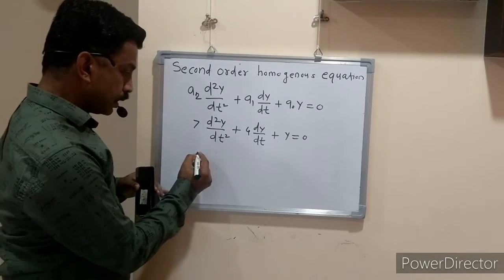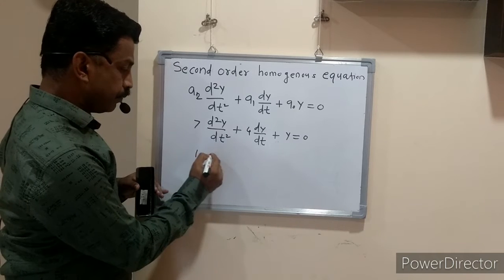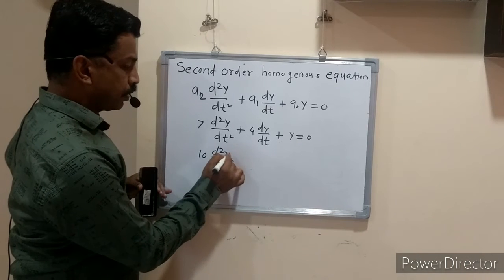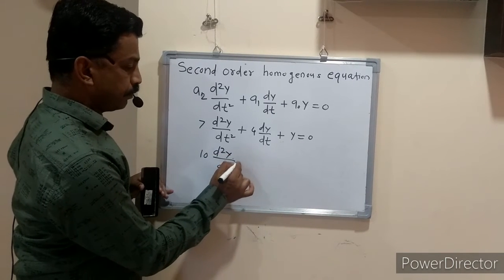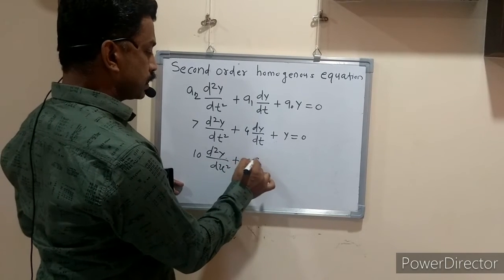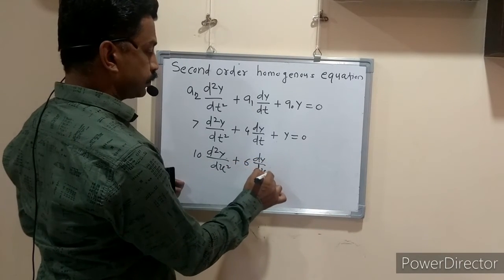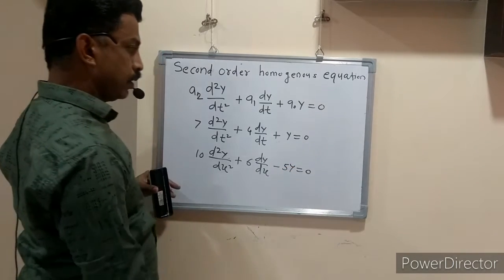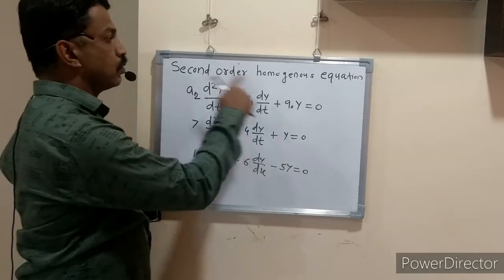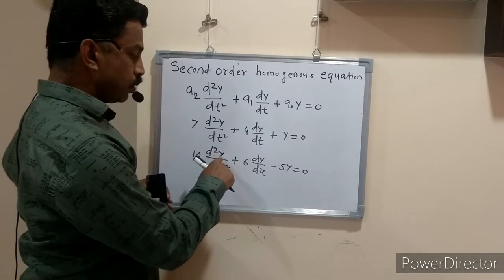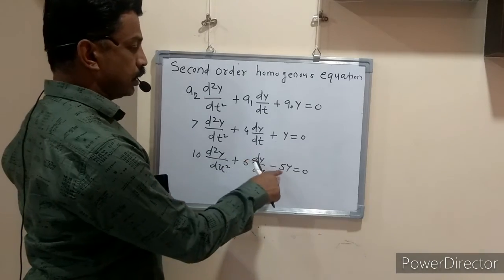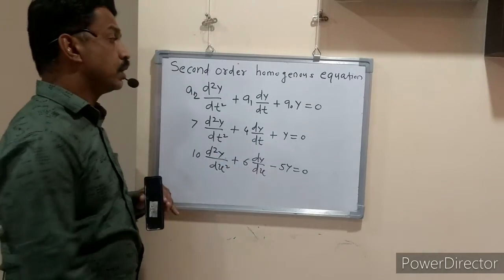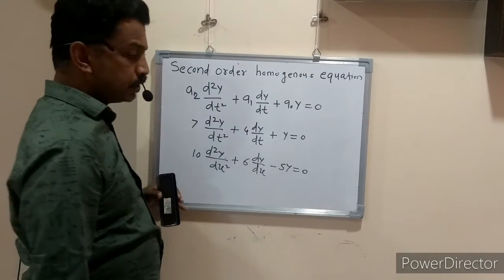Now we can take one another example. Suppose here we say 10 d2y by dx square plus 6 dy by dx minus 5y equal to 0. So this equation is also known as second order homogeneous equation. Why? Because the dependent term y is present here, here and here, therefore it is known as homogeneous, and the highest derivative is of power 2, therefore it is known as second order homogeneous equation.